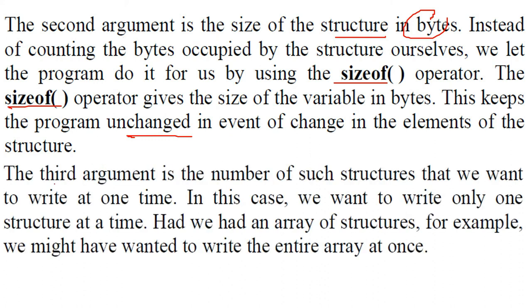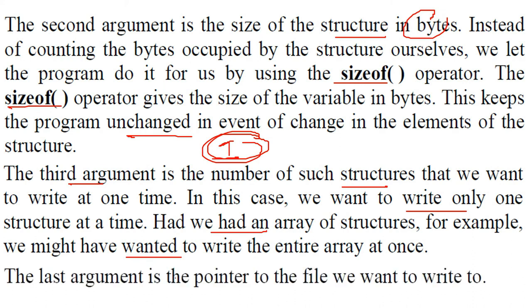Then we have the third argument, which is 1. This is the number of such structures that we would write at a time. We want to write only one, so we gave 1. If we had an array of structures and wanted more than one to be written or read, we would give more. And the last argument is of course the pointer to the file, that is fp.